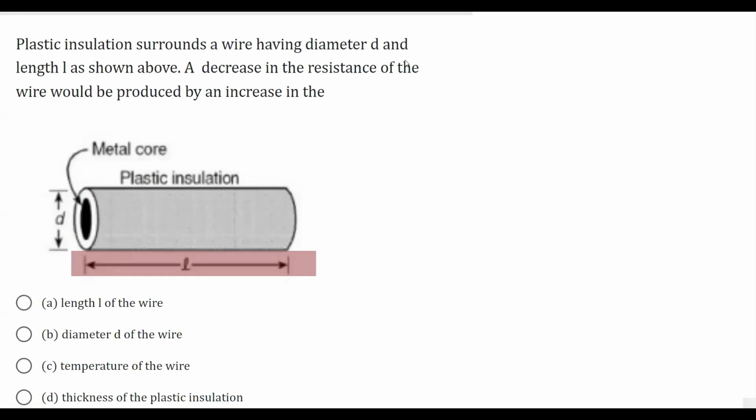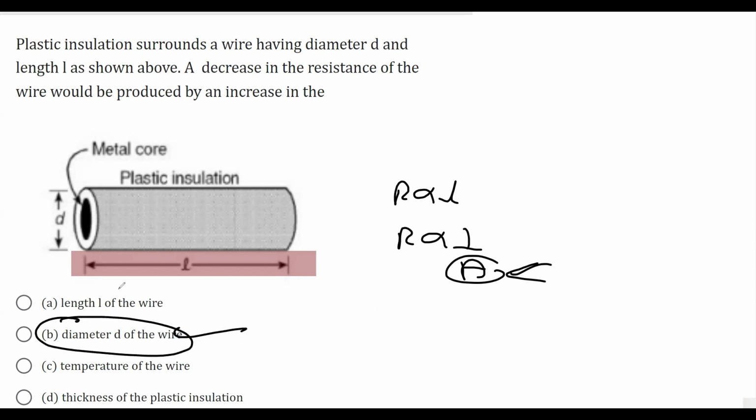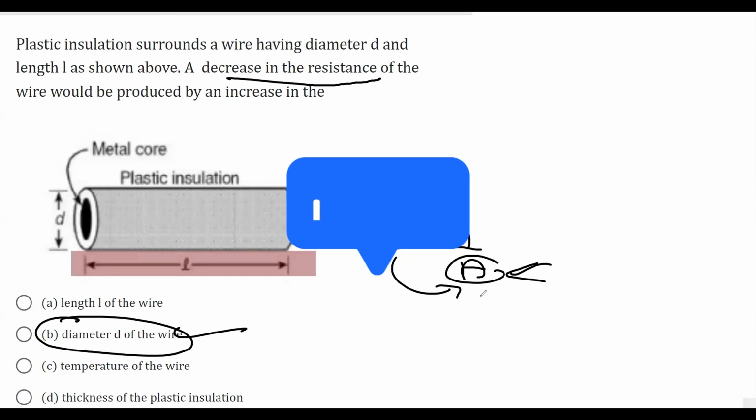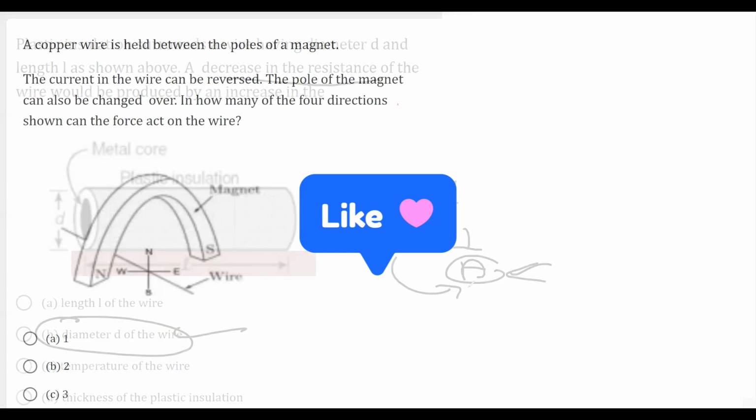What do we know? R is directly proportional to length. R is inversely proportional to cross-section area. So a decrease in resistance is only possible on increasing the thickness or the diameter. So diameter is given, so we can say it's correct, because on increasing the length, the resistance increases. They are asking for a decrease in resistance. A decrease in resistance will be possible when there is an increase in the cross-section area of the wire, and that is the thickness here.